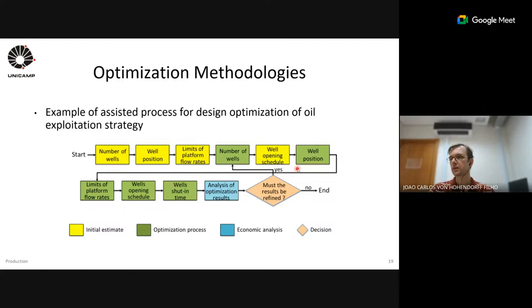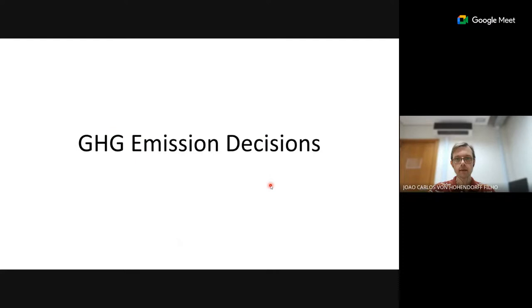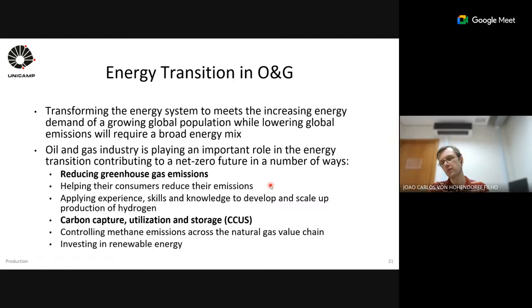But now you need to consider the effect of the CO2 that is generated in this project, how it affects my decision. And let's talk a bit about the energy transition for the oil and gas industry. So transforming the energy system to meet the increasing energy demand of a growing global population while lowering global emissions, we require a broad energy mix. That is our challenge as humanity now, okay?